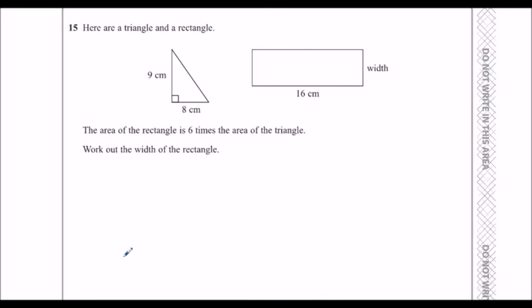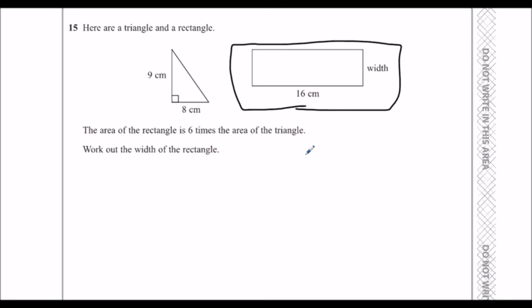Okay, question 15. Here is a triangle and a rectangle. The area of the rectangle is 6 times the area of the triangle. Work out the width of the rectangle. So it's 6 times the area of the triangle. So we need to know the area of the triangle.